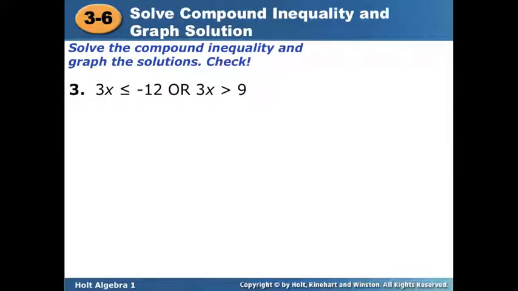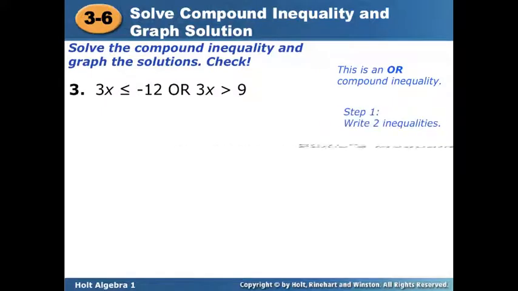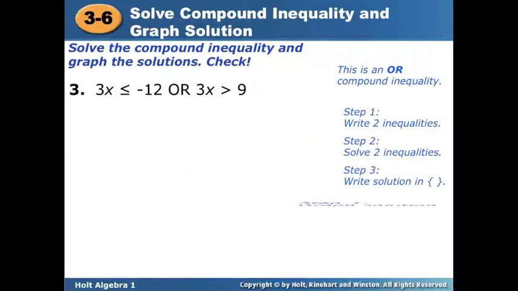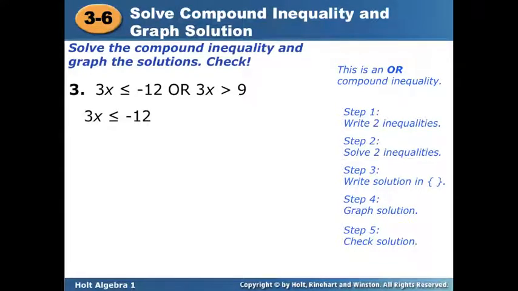Example number 3. 3x is less than or equal to -12, or 3x is greater than 9. This is an OR compound inequality. Step 1 says to write the two inequalities. You are not required to recopy them. You can begin at step 2, solving.